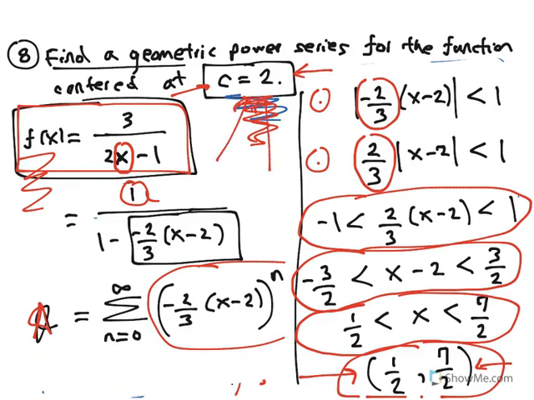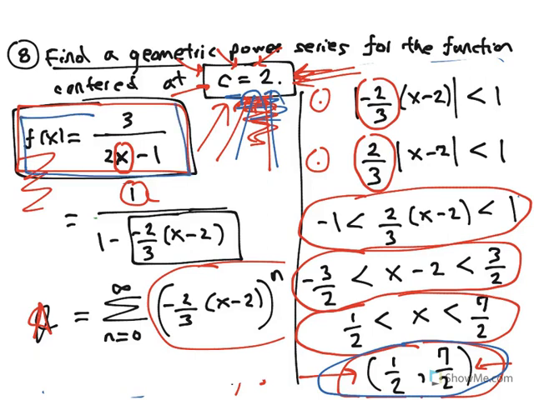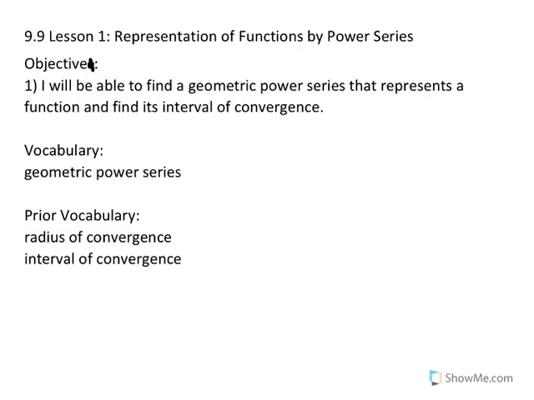What is the purpose of centering our geometric power series at 2 or some other value of x? The purpose is, depending on what the center of your geometric power series is, that center will determine what the interval of convergence will be. So depending on where you want this function to be represented exactly by your geometric power series, you need to choose the center to be a particular value so that the geometric power series will be an exact representation of that function for those values of x that you desire.